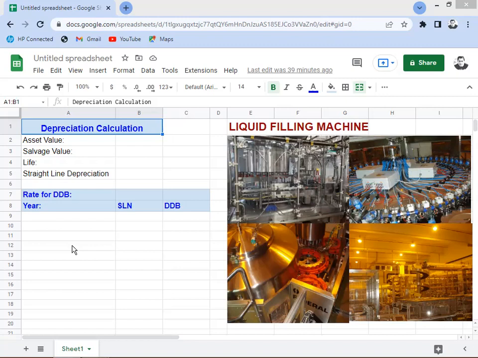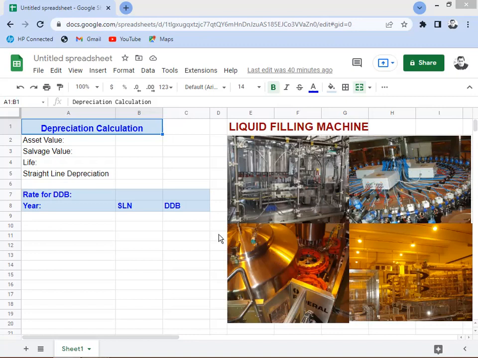The machinery, the fixed assets that we're going to be calculating the depreciation for, will be the liquid filling machine like this one in the photographs. Okay, we have the lines, the bottle sprinkler, the conveyor systems, and the filling machine. This is a liquid filling machine.